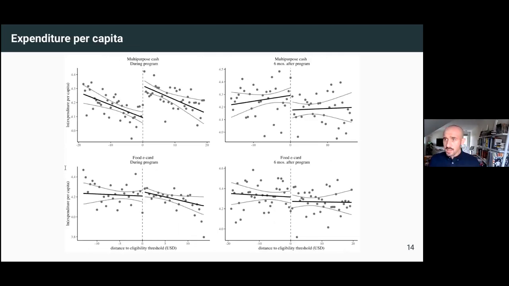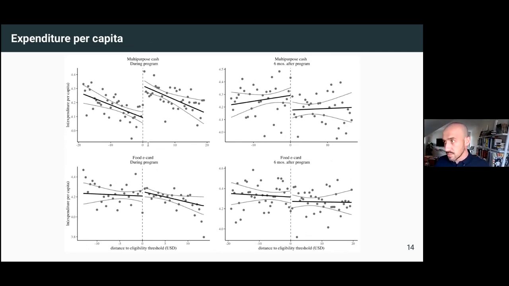And we have the standard RD tests that show that basically around this threshold, the assignment is as good as random. So here is the multi-purpose cash program, the first program, and at the bottom is the food program. And you can see here the consumption in log terms. The consumption goes down as the families approach the threshold, which just means that the program is working.